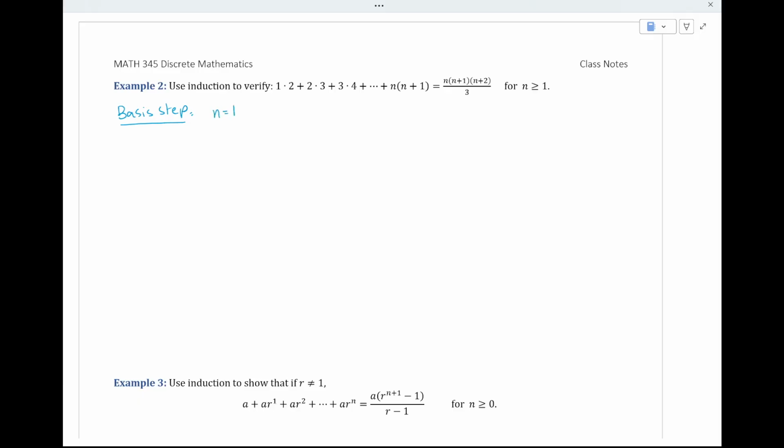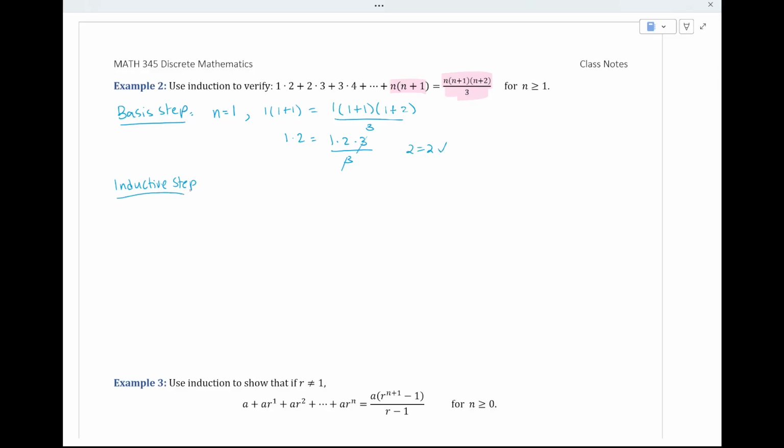In my basis step, I'm going to let n be 1, and then write out what this is. I'll use the n's here and fill those in with ones and make sure that this equation holds true. 1 times 1 plus 1 is equal to 1 times 1 plus 1 times 1 plus 2 over 3. So this is 1 times 2 is equal to 1 times 2 times 3 over 3. These 3's cancel out, and I get that 2 is equal to 2. So my basis step is complete. My base case is true. Now I'm ready for the next step, the inductive step.